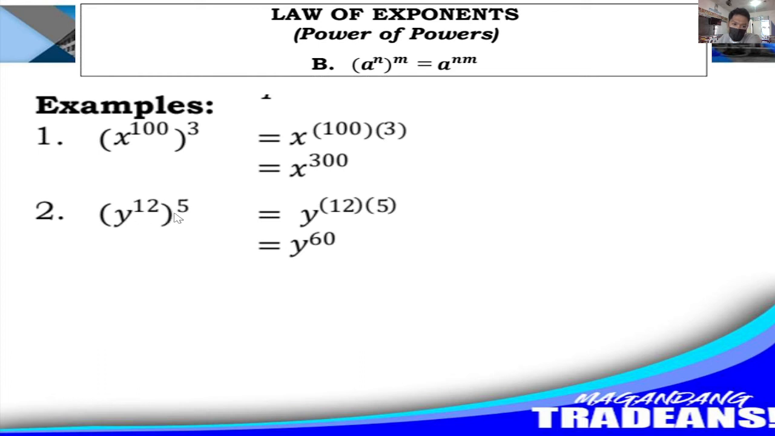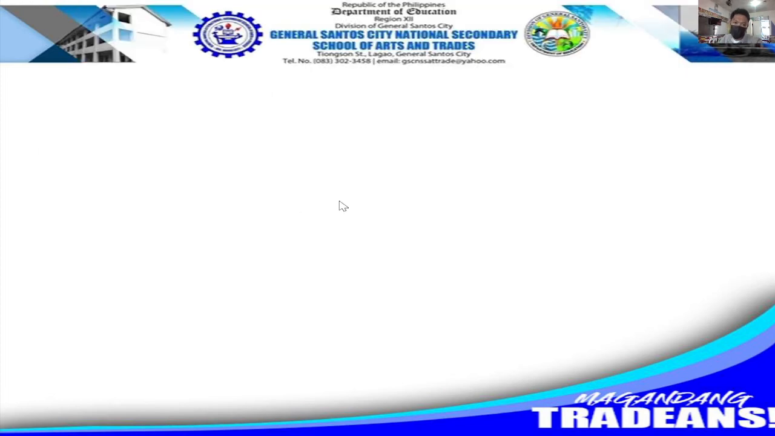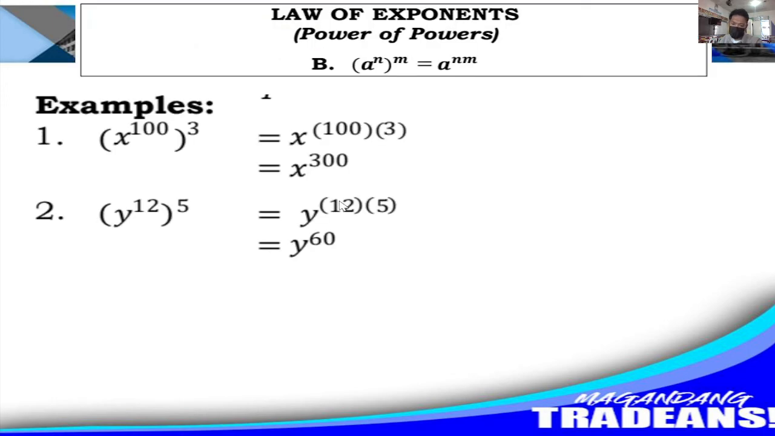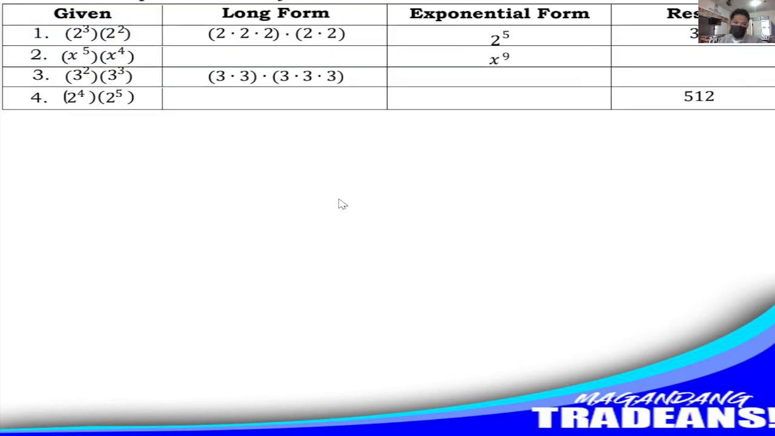Y raised to 12 raised to 5. So, dalawang beses siya gi-raise, power to a power. So, magiging 12 times 5, magiging 60 na po siya. Okay, tawag po niyan, power of a power. Okay, please copy that one. Post nyo lang po, then proceed.